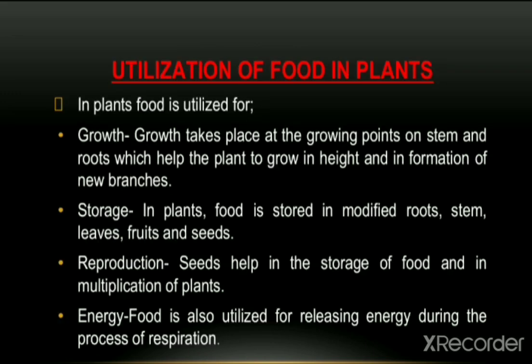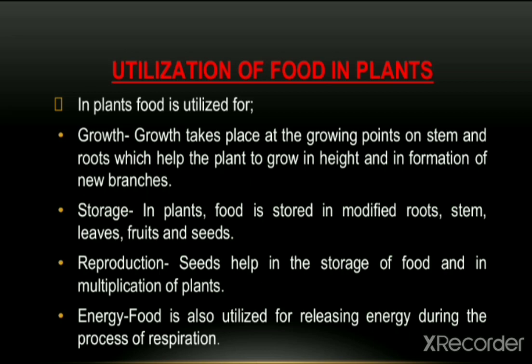The food which is synthesized by the plant is utilized by the plant in the following ways. First one, growth. Growth takes place at the growing point on stem and roots, which helps the plant to grow in height and in the formation of new branches.